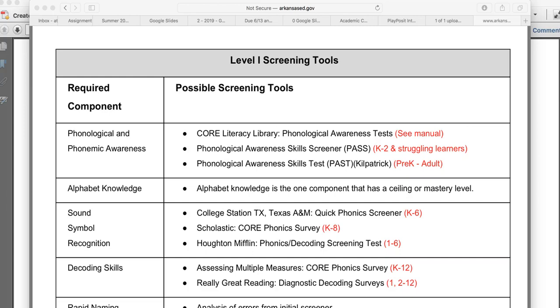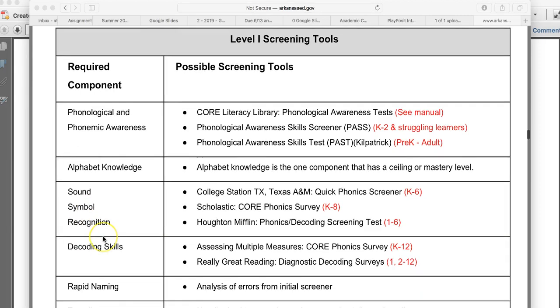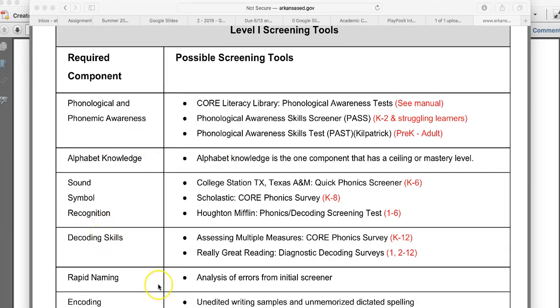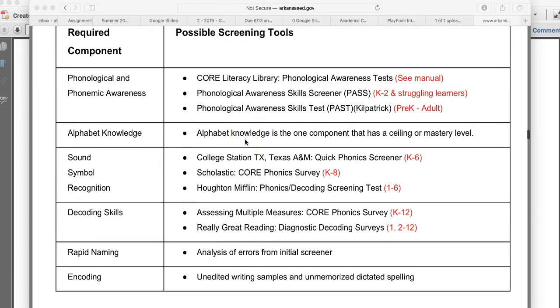Hi everyone, we're ready and looking at the level 1 screening tools. So looking at the required components and possible screening tools, there are some that we have already learned, so we're not going to duplicate that work in this course. So phonological and phonemic awareness can be done through the PASS or Kilpatrick's PAST, and both of those were taught in Multisensory 1. So we're not going to repeat assessing that section.